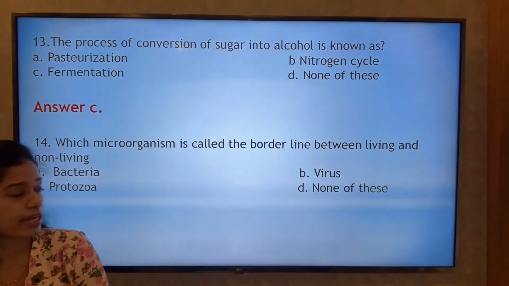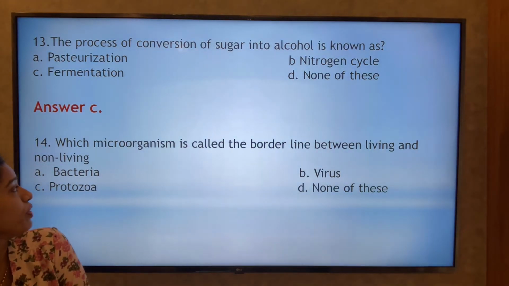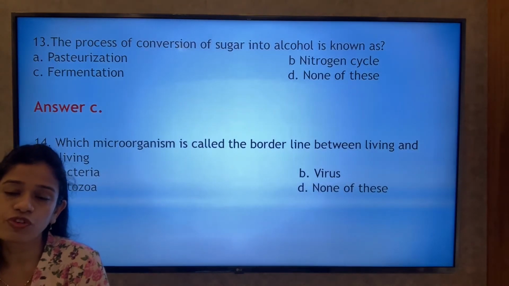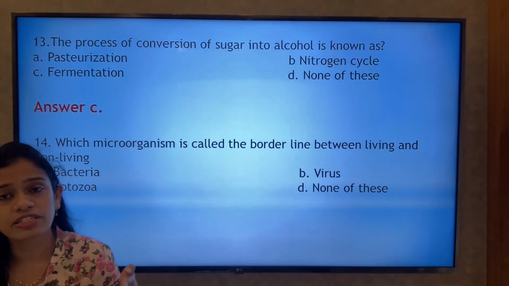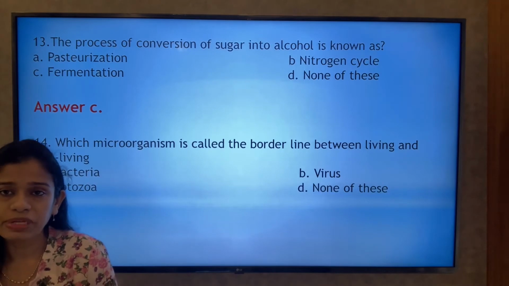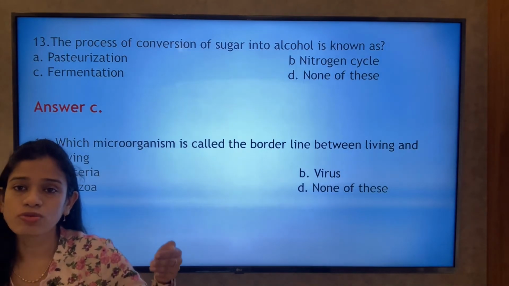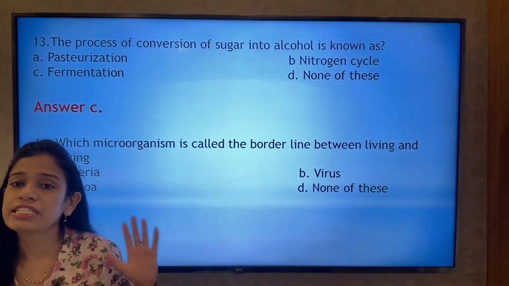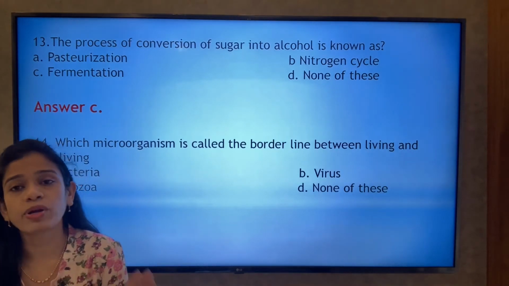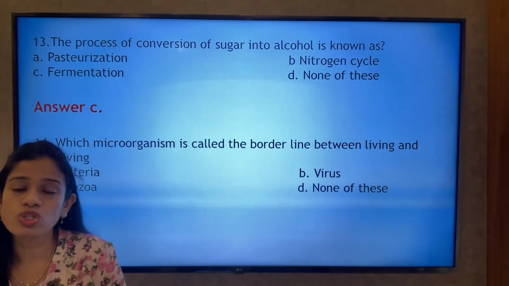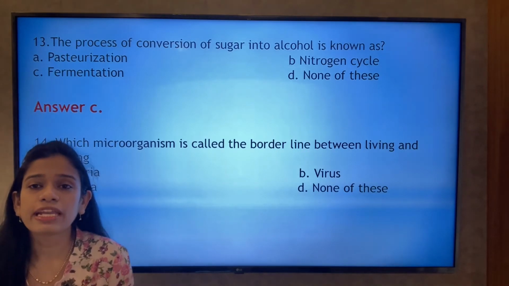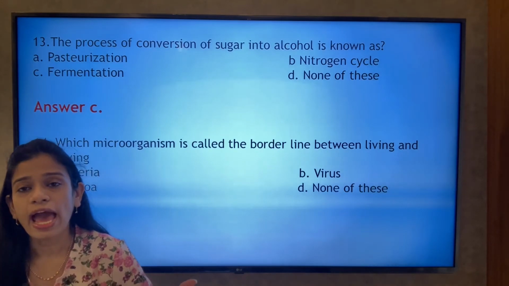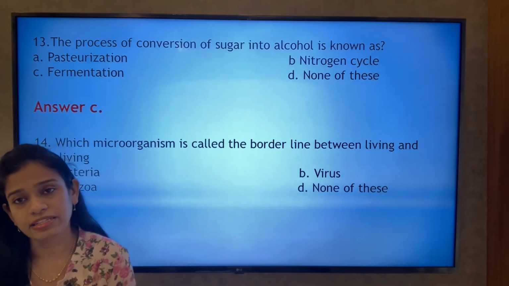Which microorganism is called the borderline between the living and the non-living? So which is the microorganism which falls between the living and the non-living? It is just on the borderline. Borderline means when it is outside, it behaves as if it is dead, or just not alive, but when it gets into a host, it becomes alive. It starts integrating into the host DNA and multiplying, and then it is termed as alive.